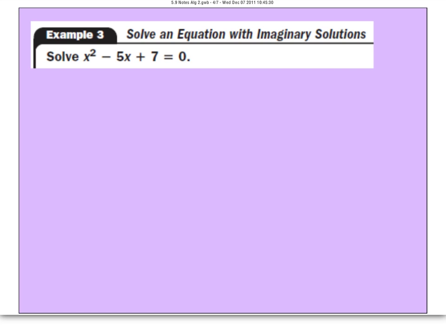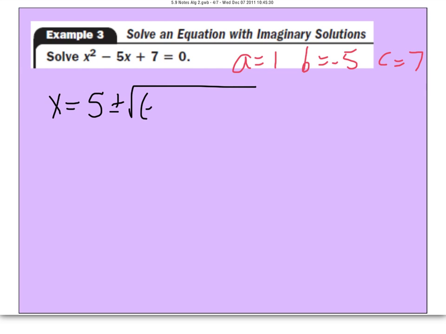Okay, well, let's do another one. Now, if I tried to factor this, it wouldn't work, so I'd have to use the quadratic formula. It's in standard format, so let's go ahead and try this. A equals 1, b is negative 5, c is 7. I'm going to set it up. X equals negative b, which is the negative of negative 5, or plus 5, plus or minus the square root of b squared minus 4ac, all over 2a.